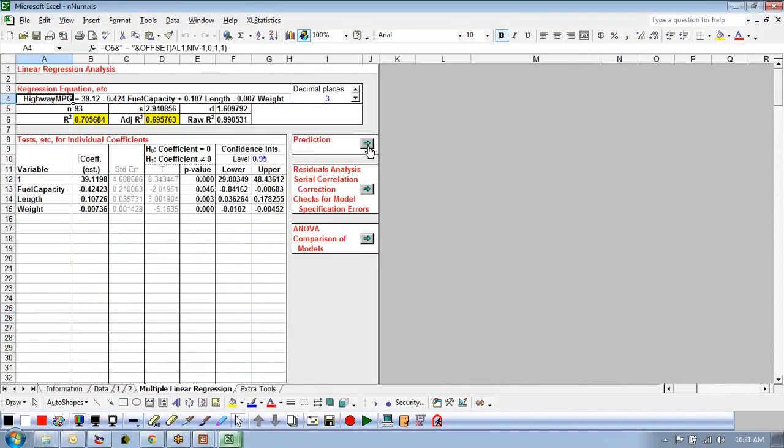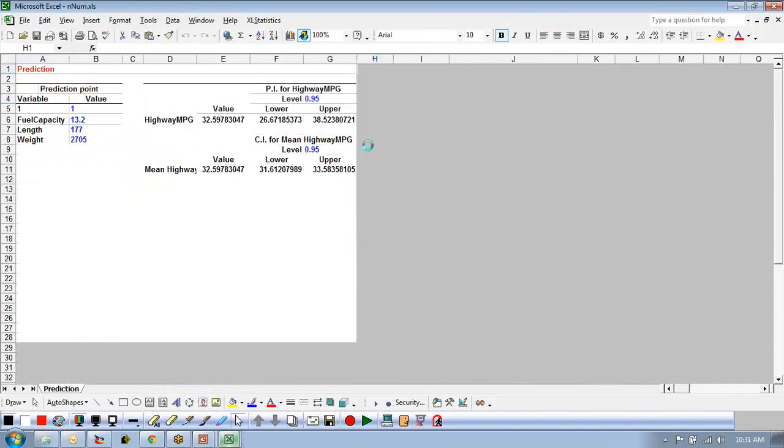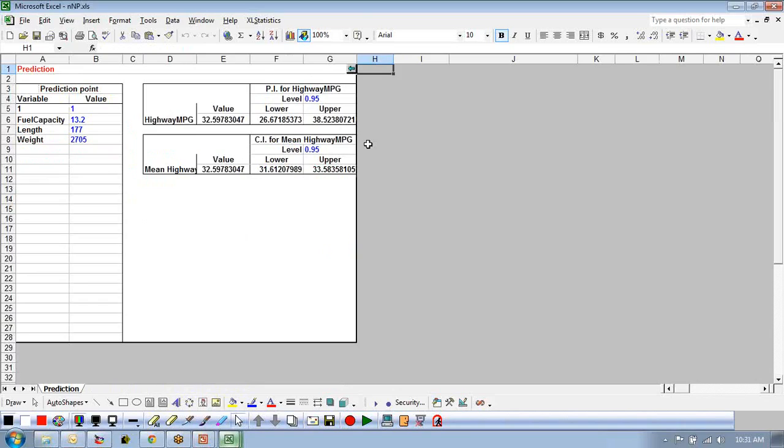Okay, finally we can make some predictions. If we wanted to, we could say, with a fuel capacity of, say, 5.5, a length of 150, and a weight of 2,000, what would be our highway miles per gallon? We'd say it's roughly 38. We would predict that, plus or minus whatever.